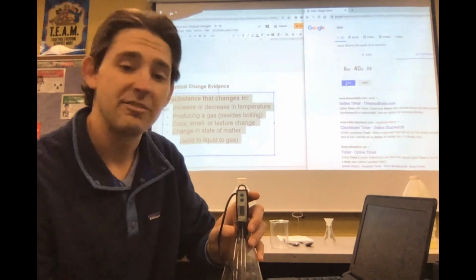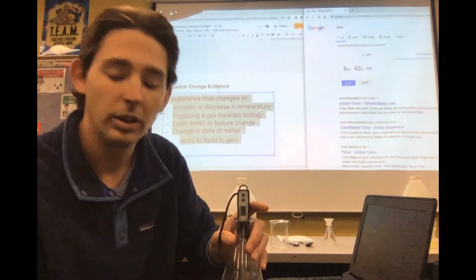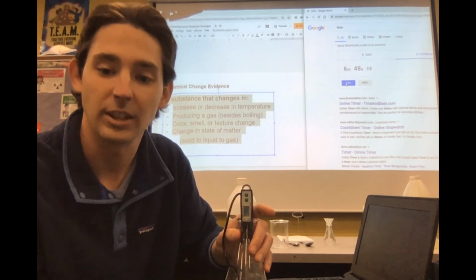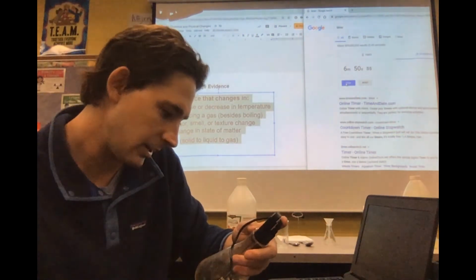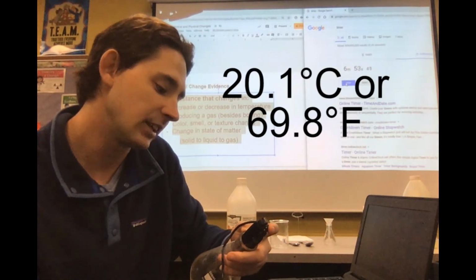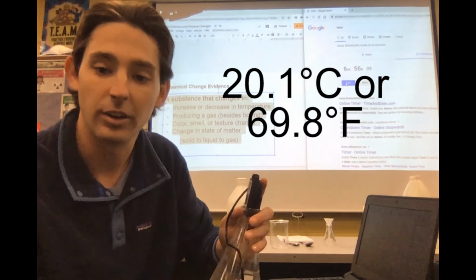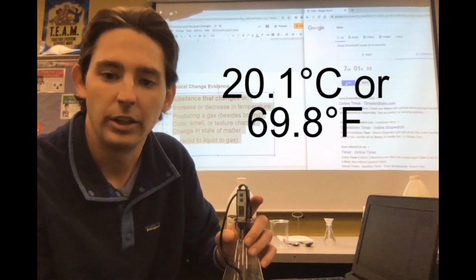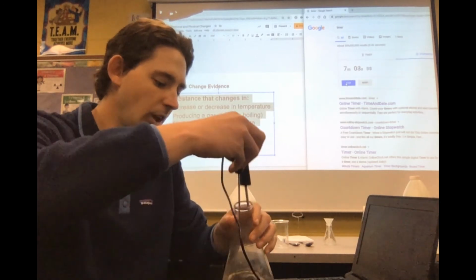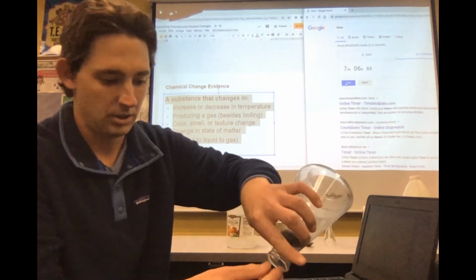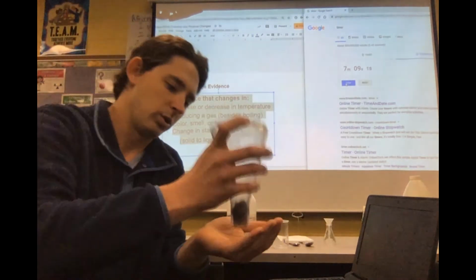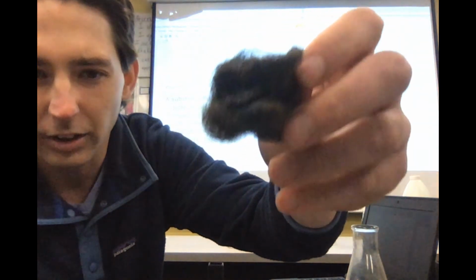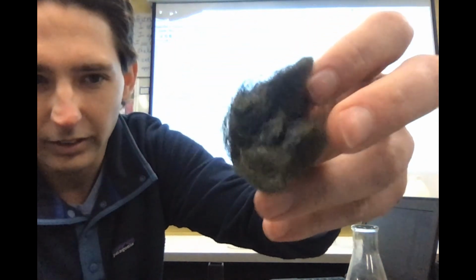So 5 minutes has passed. It is 20.1 degrees Celsius is the final temperature, and 69.8 degrees Fahrenheit is the final temperature. Whether doing Fahrenheit or Celsius, either one will be fine with me. Some observations, and we're only doing that for 5 minutes because I think you can get the point of what an exothermic reaction is.